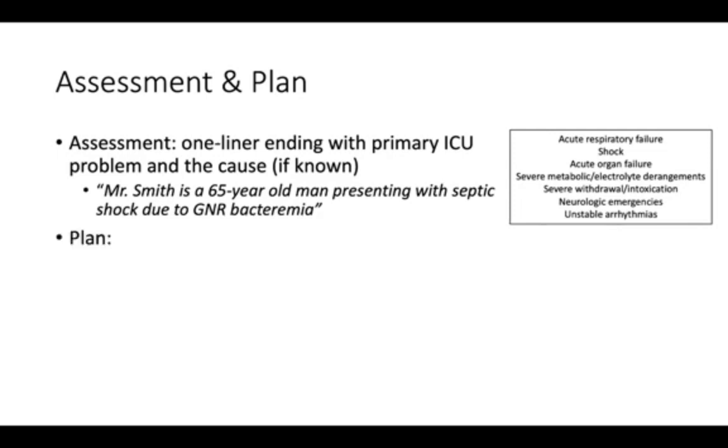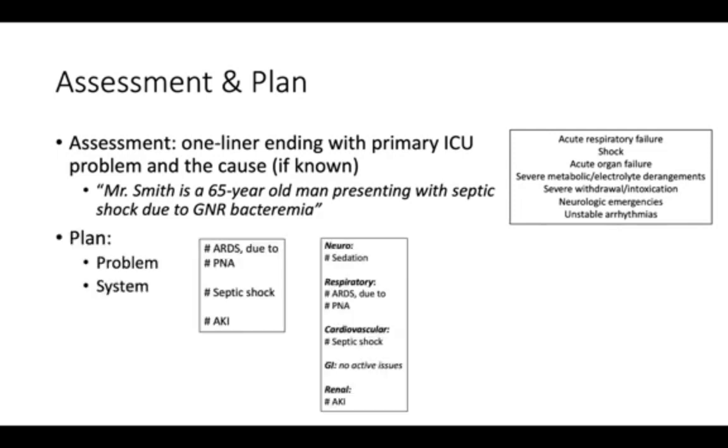A plan in the ICU can either be problem-based or system-based. For a problem-based plan, problems are discussed in their order of importance, with the most important and pressing issues discussed first. In a systems-based plan, each organ system is mentioned along with any relevant issues. It is always best to check with attendings and fellows regarding which type of plan is preferred.